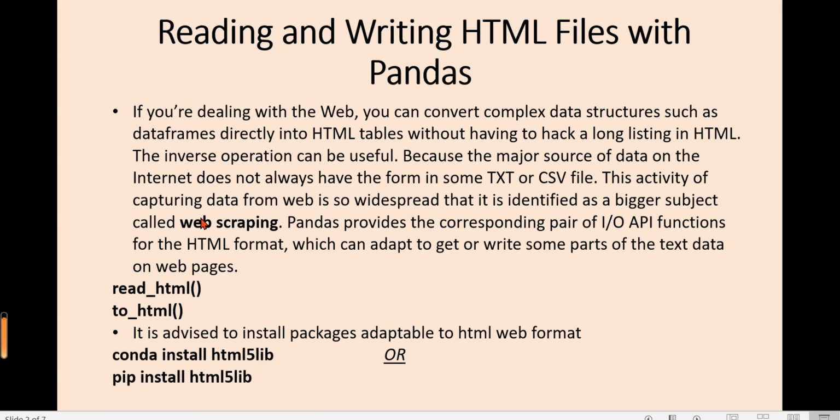And this activity of capturing data from the web is so widespread that it is identified as a big subject called web scraping. Pandas provides the corresponding pair of I/O API functions for the HTML format, which can get or write some parts of the text data on web pages. These two functions are called read_html and to_html in Pandas. It is advised to install packages adaptable to HTML web format, such as a package called html5lib. You can use conda install or pip install html5lib.